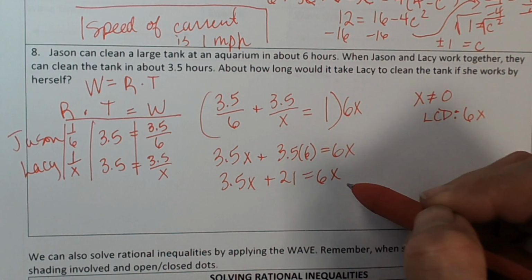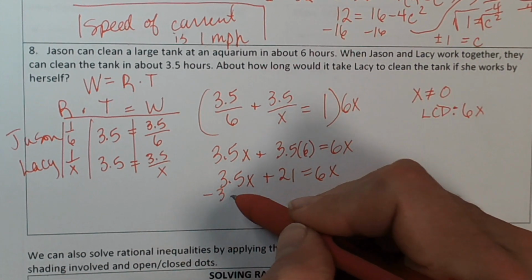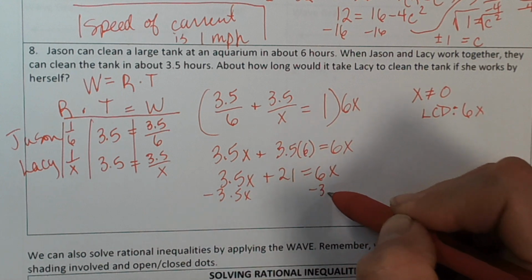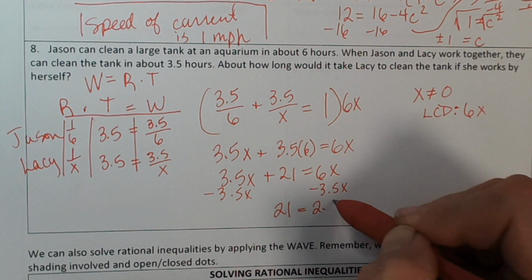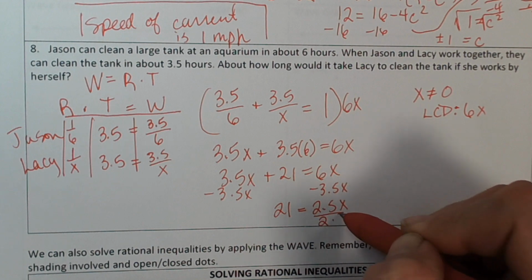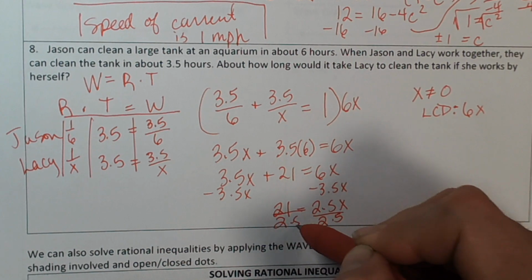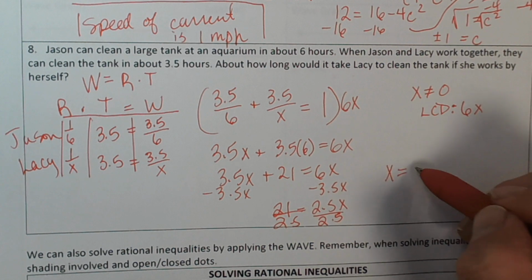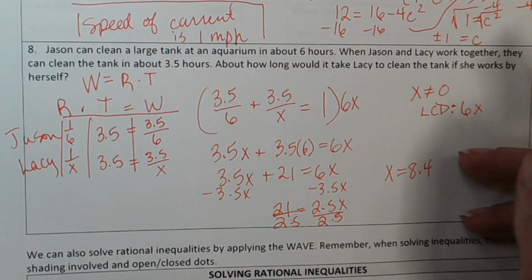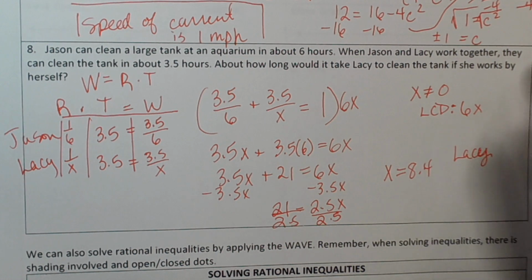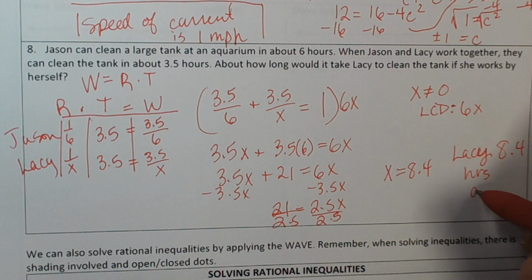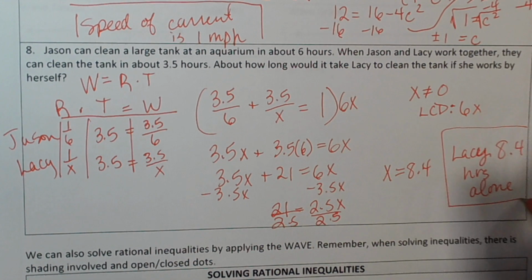I'm going to get all my x's on one side, 3.5x. 21 is equal to 2.5x. And then we divide both sides by 2.5. x is equal to 8.4. Okay, so it would take Lacey, oops, I spelled my name with an E, 8.4 hours alone. So that's her time alone.